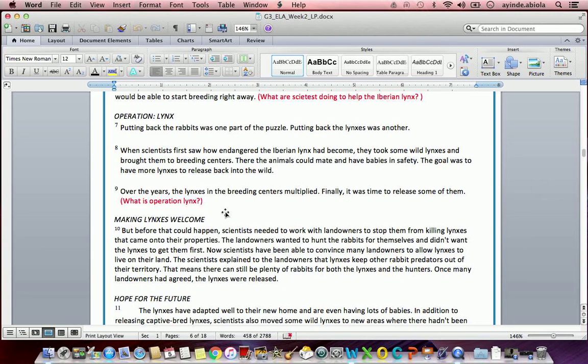Essentially, Operation Lynx was scientists taking lynx out of the wild, putting them into captivity, giving them a safe environment to reproduce and have lots of babies, and then finally releasing them back into the wild.